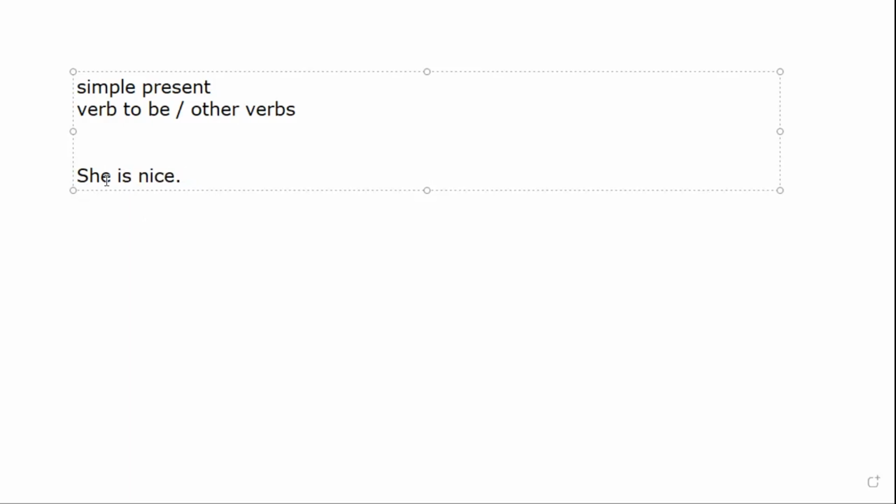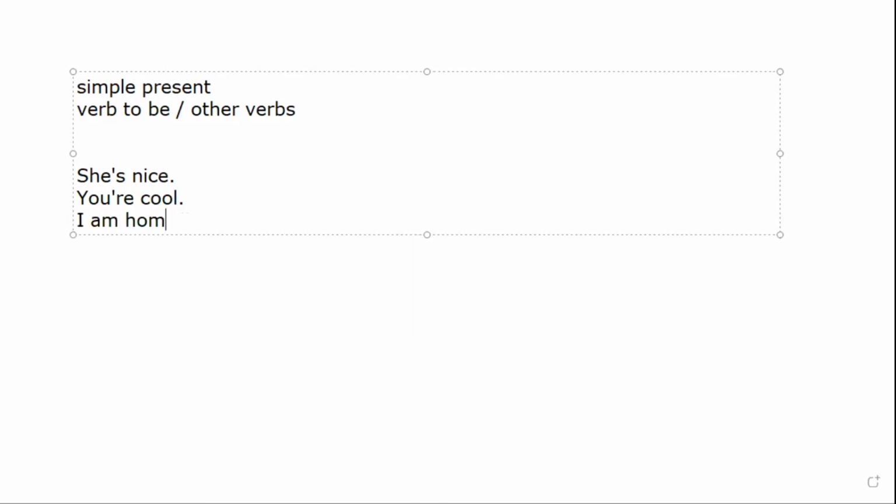Let's say, for example, that now I want to do the sentence in the affirmative. I can do this. She's nice. The same thing with you. You are. I can just do you're. You're cool, right? Você é legal, you're cool. Or I can do, for example, I am home. And here I can take this off and say, I'm home. It's shorter, I'm home, right?